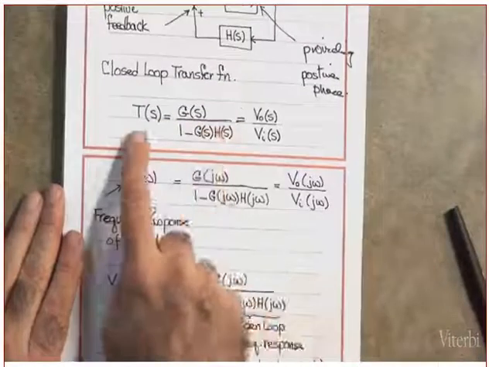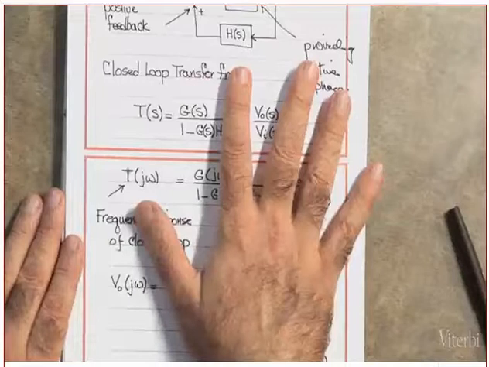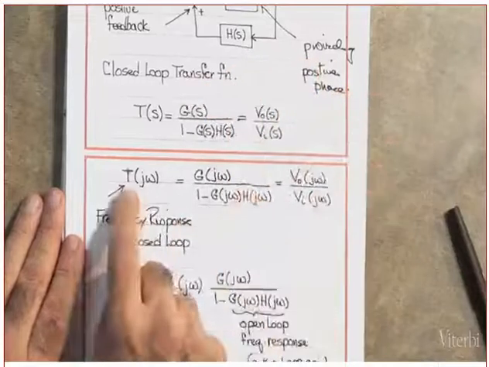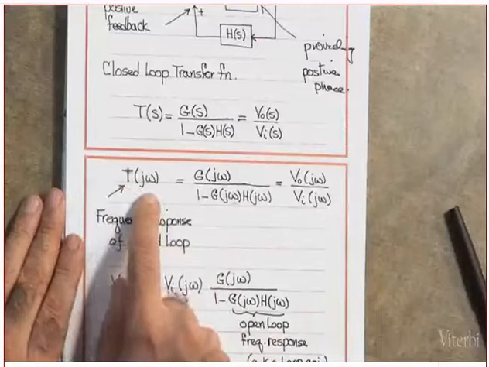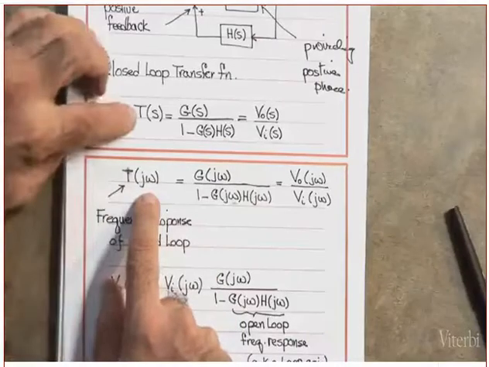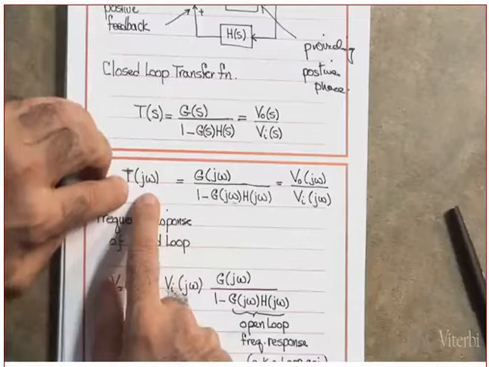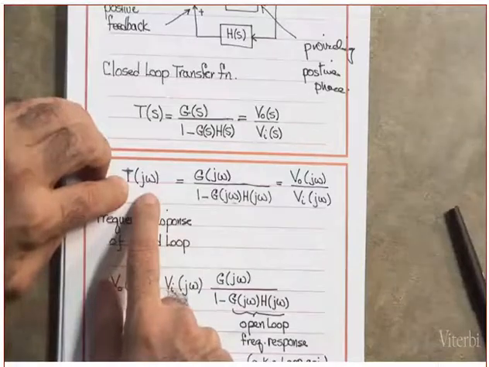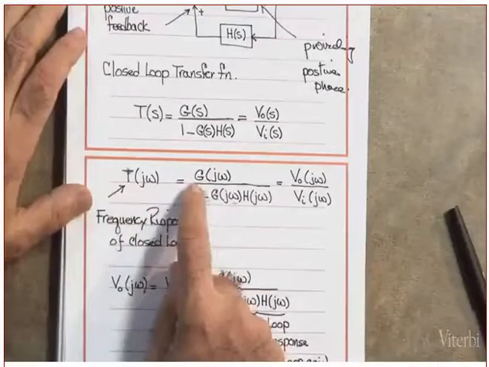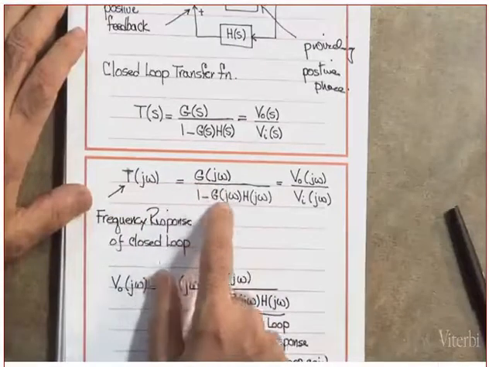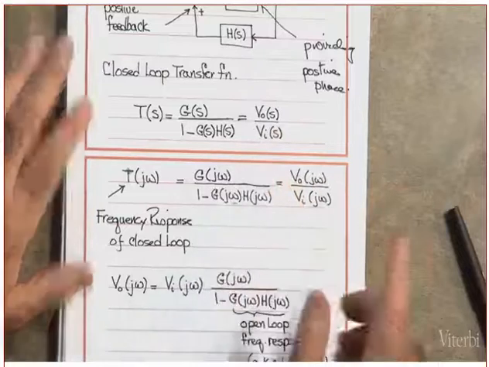So let's continue. Everything is now in the frequency domain. There is no analysis here in the time domain. So it's T of J omega; I replace S by J omega. This is called the transfer function, and this one is the frequency response of the overall system. Clear? T of J omega equals G of J omega over 1 minus G of J omega H of J omega, which is equal to B of J omega over V I of J omega.